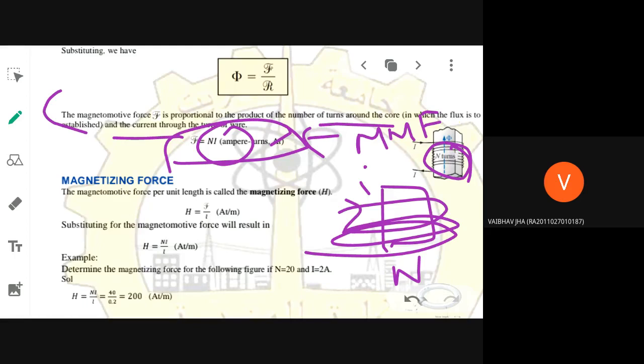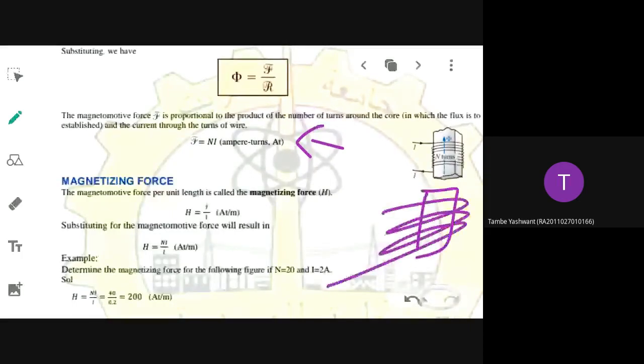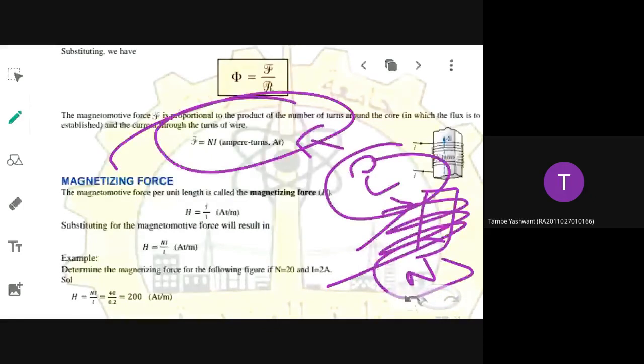So what will be the formula? See, you have one magnetic medium around which you are winding a considerable number of turns of coil. Let the number of turns be N, which is carrying the current I. The product between this N and I will be called the magnetomotive force. So what is the formula? N into I. Ni.